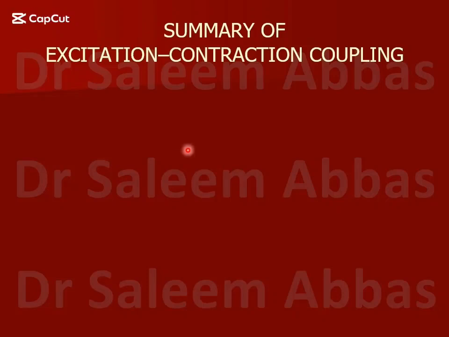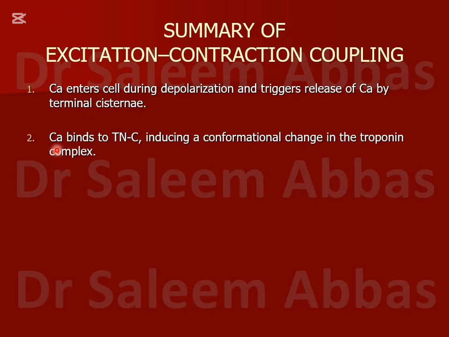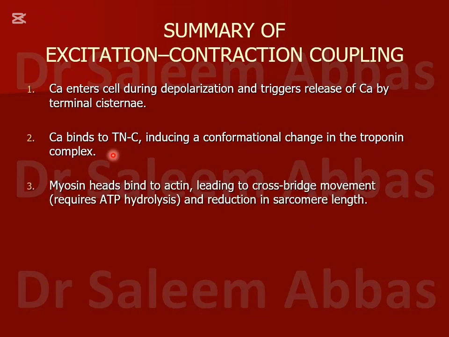Now let us summarize the whole process of excitation contraction coupling again. Calcium enters the cells during depolarization, especially during phase 2, the plateau phase, and it triggers the release of calcium from the sarcoplasmic reticulum. Then the calcium binds to troponin C, inducing a conformational change in the troponin complex, which leads to the myosin heads binding to the actin, leading to the cross bridge movement.